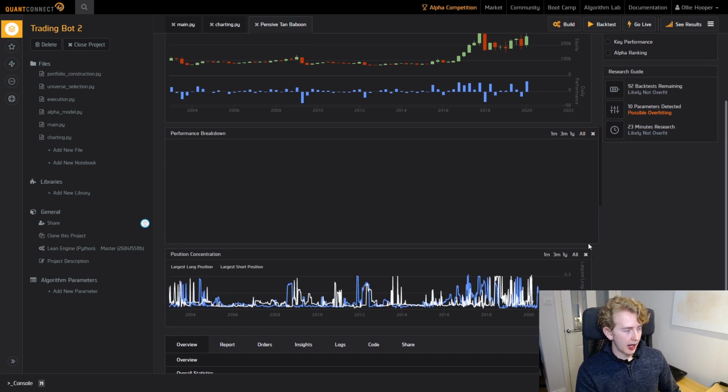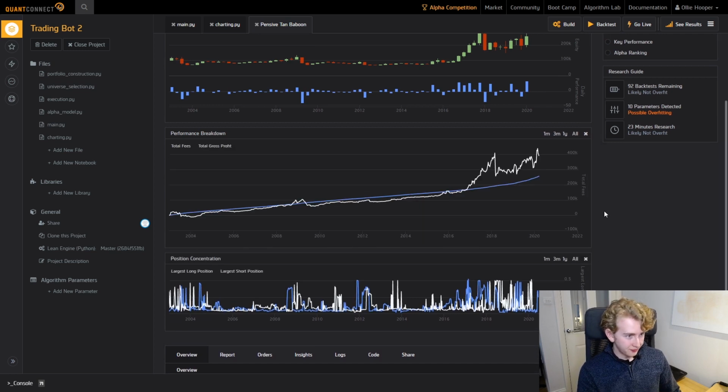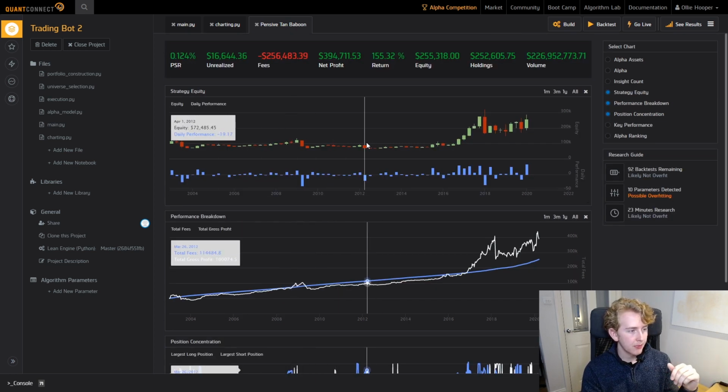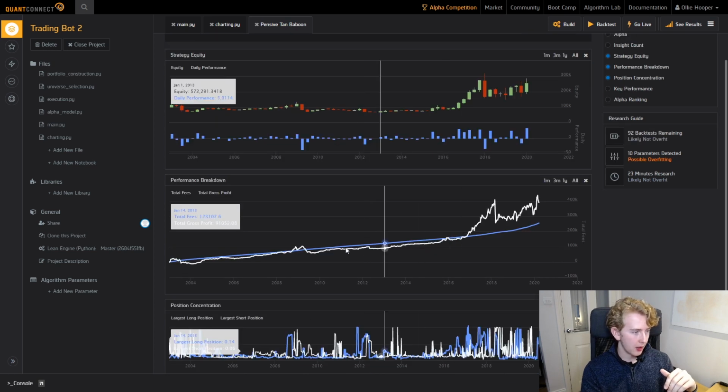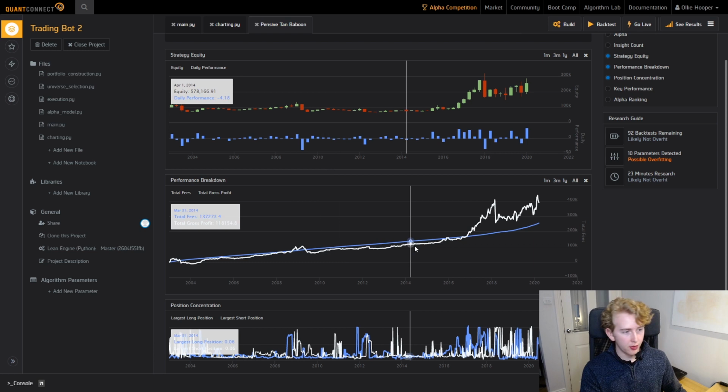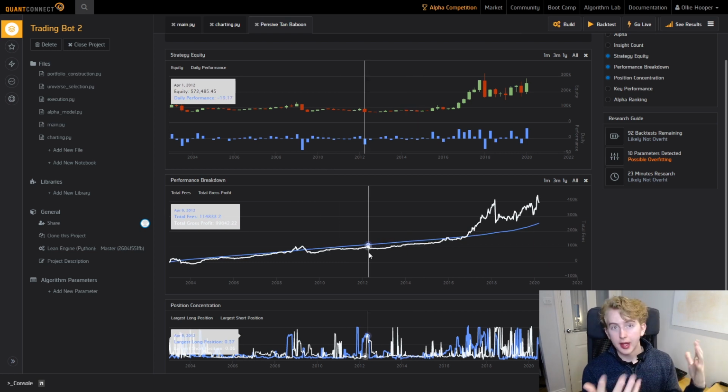So first, let's have a look at our performance breakdown chart. And you can see the blue line is the total fees and the white line is our total gross profit. So you can see the total fees basically dampen this chart up here, and we can see that this is more reflective of our factor portfolio. You can see the trends. You see this little hump here, you can see that there on the factor portfolio. So this better confirms that TradingBot is doing what we want.